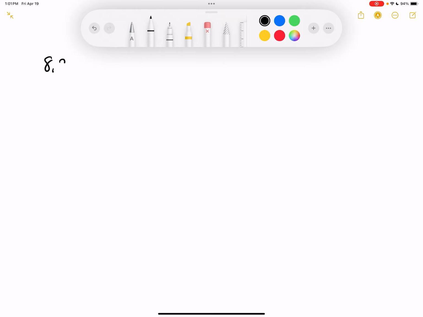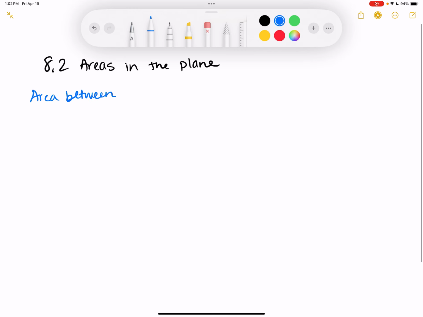8.2 areas in the plane. So we finally are to area between curves. Any guess how we're going to solve for area between curves? With an integral?